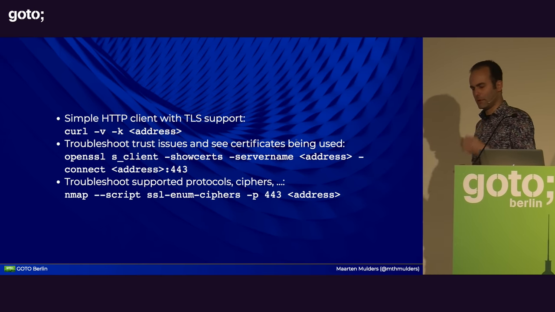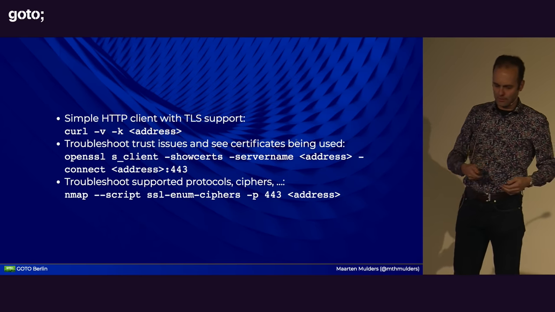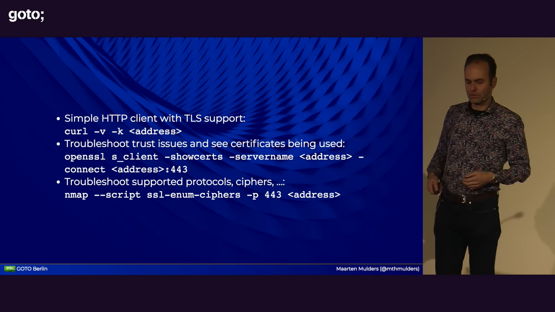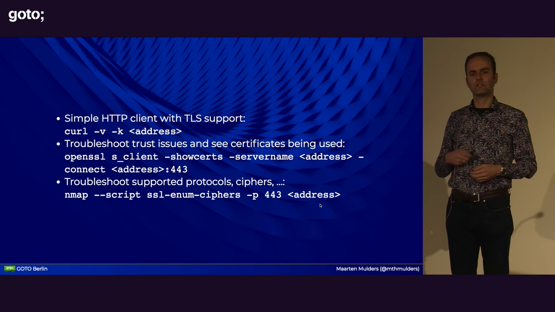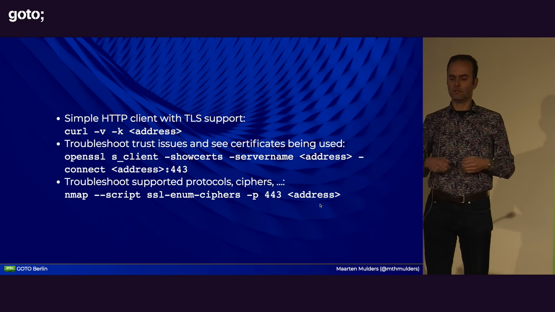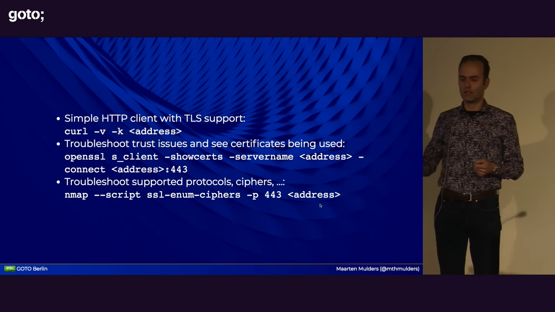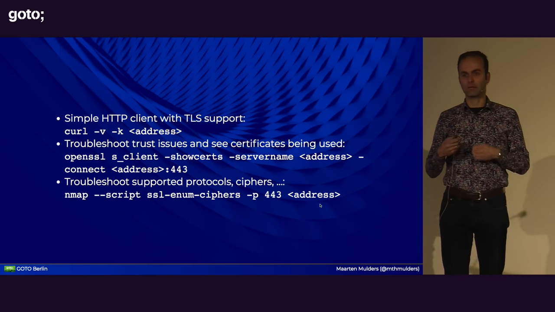If you want to troubleshoot protocols or ciphers not being accepted either by the server or by the client, you can use the nmap tool, which has a built-in script called ssl-enum-ciphers. You give the port number and an address, and it will just spit out all the ciphers, compression suites, etc., that the server is willing to use when communicating with you.